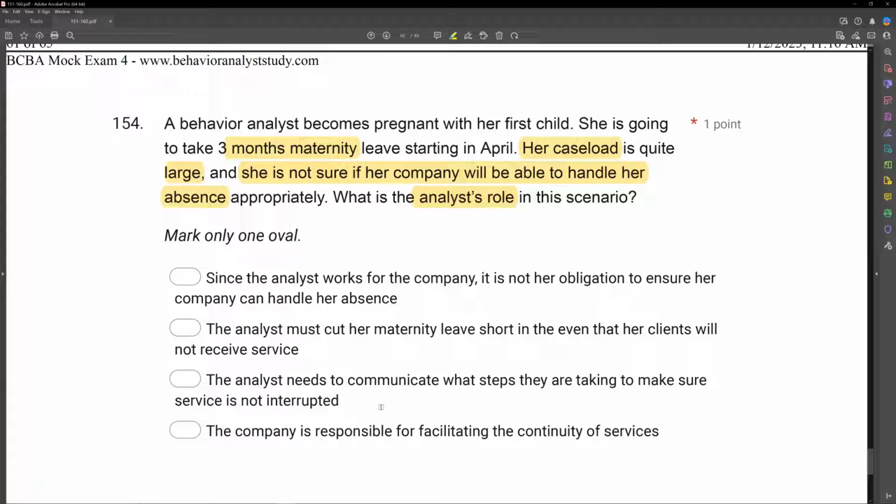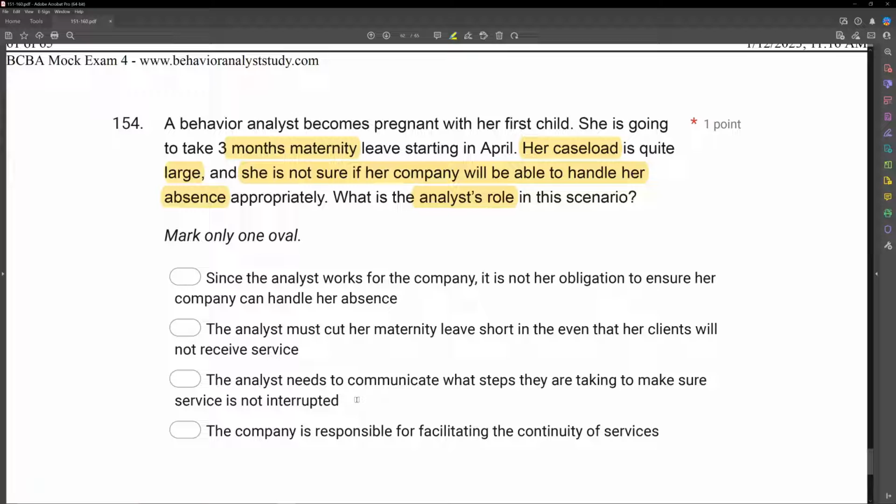C, the analyst needs to communicate what steps they're taking to make sure service is not interrupted. Yes, this is the next step they need to take, right? It is their role to attempt to facilitate continuity, whether through transitioning her client somewhere else, transitioning to another analyst, whatever steps she's taking, she needs to communicate to the family, she needs to communicate to the company. And there are other things listed in the ethical code that she needs to do as far as what needs to be written in the contract, that sort of thing.